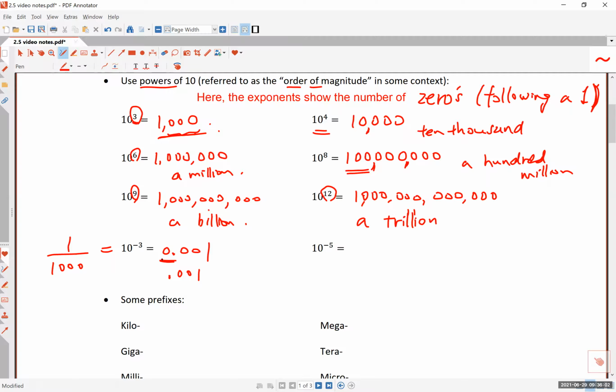See, 0.001 has 3 zeros, right? If you include this 0 before the decimal point. So 0.001 has 3 zeros, just like this number indicates, okay? So that is probably a good way to remember that. Now, of course, this is the digit of the ones, and this is the tenths, and this is the hundredths, and this is the thousandths, right? So this makes sense that it is 1 over 1,000.